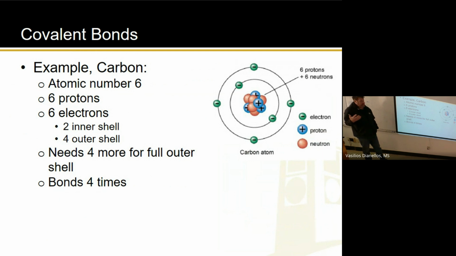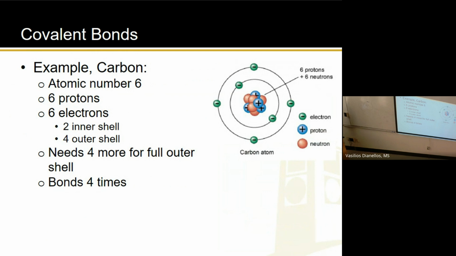Remember, you're trying to get to 8, but you don't have 8, right? You only have 6 total. You've already used 2 on the inner. Therefore, you only have 4 on the outside. Therefore, you need 4 more to fill that outer ring. Therefore, it will bond 4 times.